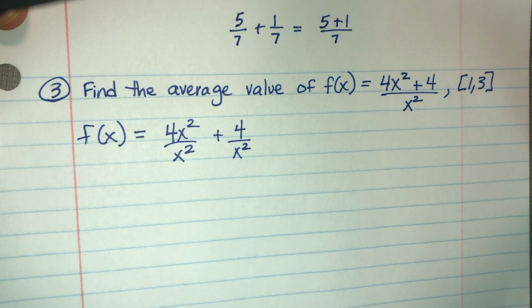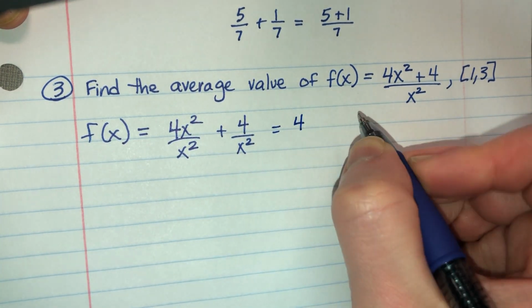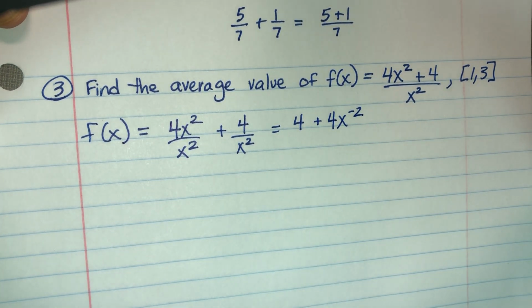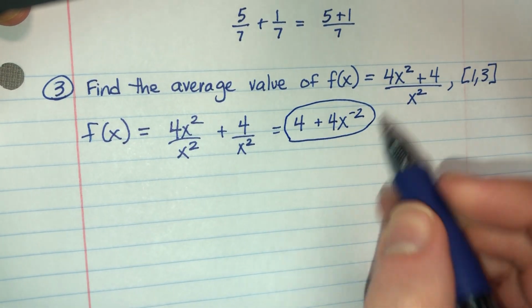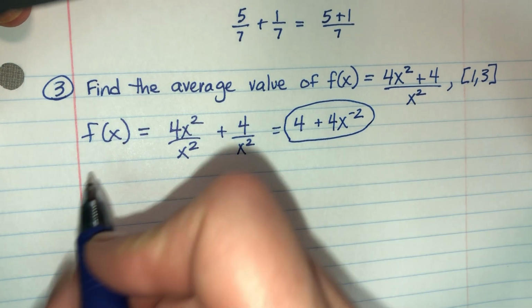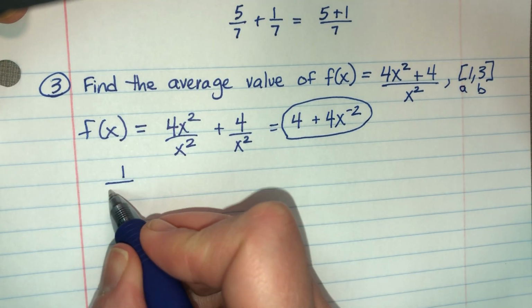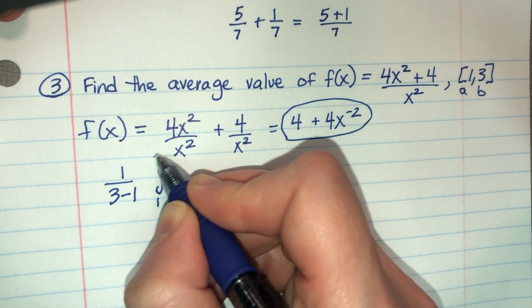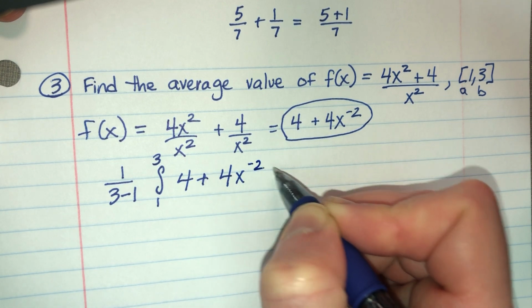That's going to make it a little bit easier for me to integrate after I simplify this, because here the x squareds will divide out and I'll just be left with 4. And the other one I could write as 4x to the negative 2, so I could use the power rule backwards there. So I'm going to use the function in this form instead of the way they gave it to me. So this is going to be 1 over, this is a, this is b, so b minus a, 3 minus 1, times the integral from 1 to 3 of 4 plus 4x to the negative 2 dx.